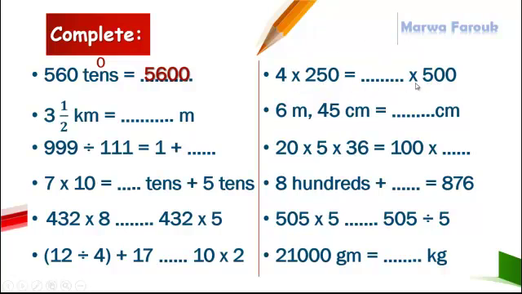Next one, I have 4 times 250 equal what times 500? I have two sides, one side with a missing number and the other side with no missing number. I will start with the side that has no missing number, which is 4 times 250. I will cross this zero and bring it down. Now I have 4 times 25. Let's make it 4 times 5 equal 20. I will put 0 and carry up 2. Now 4 times 2 equal 8 and 8 plus 2 equal 10. So we got 100. So I will put 100 here. So we got 1000.